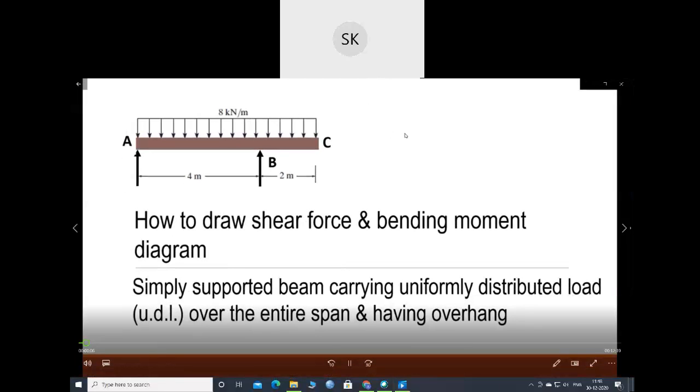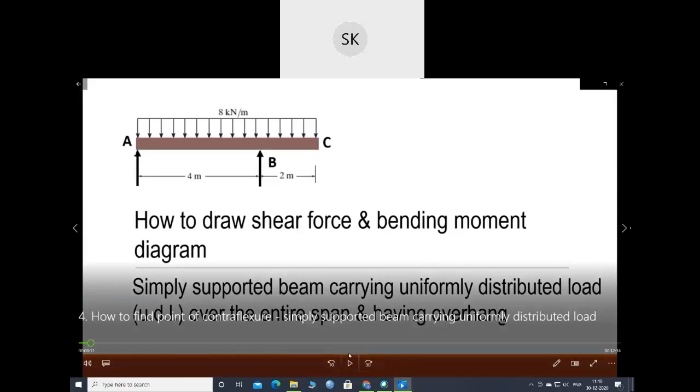a simply supported beam. Is the audio and video fine? Distributed load over the entire span length. Yes, ma'am. Okay, thank you.